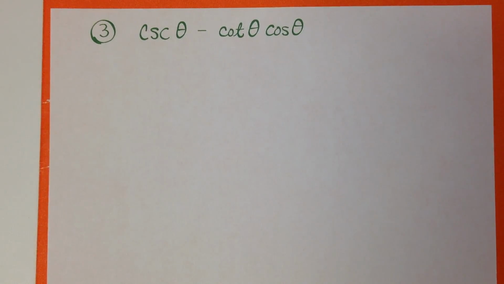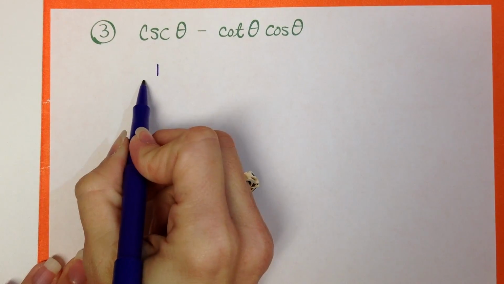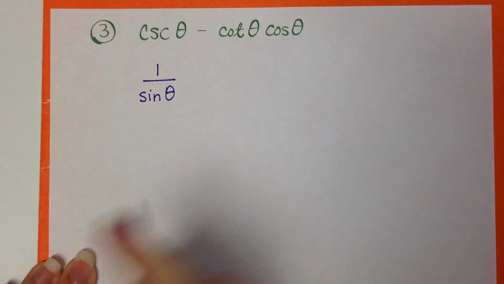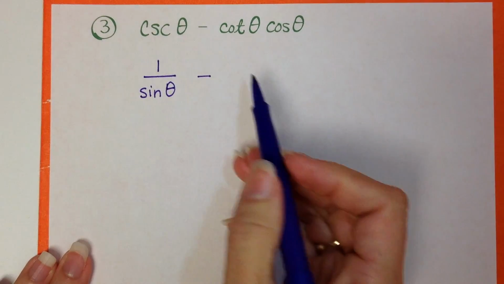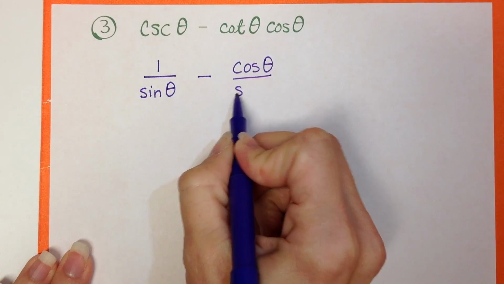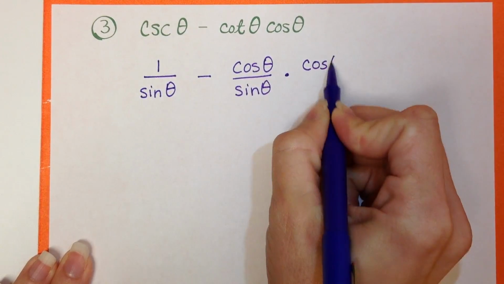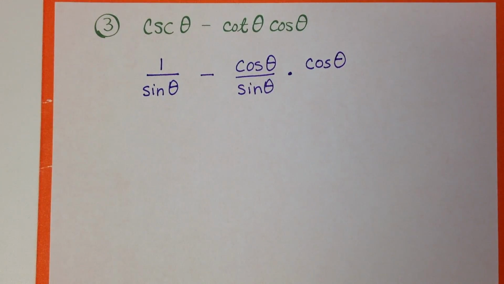Alright, so here's a third one. Same instructions. We want everything in terms of sines and cosines. Alright, so the first one I have cosecant, so again use your reciprocal identity. So that would be equivalent to 1 divided by sine theta minus, and use the ratio identity for cotangent, so that would be cosine divided by sine. And then we multiply that times cosine. I would not change anything about this because I'm wanting it in terms of sines and cosines.